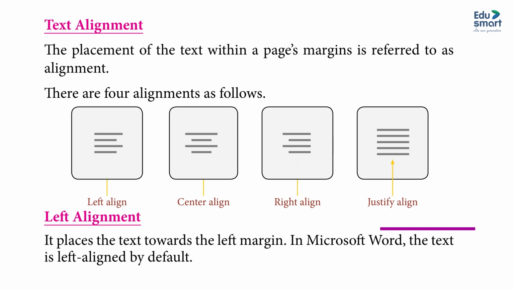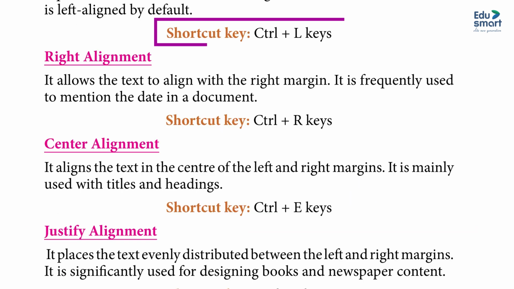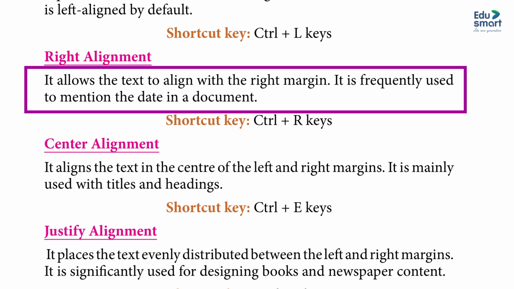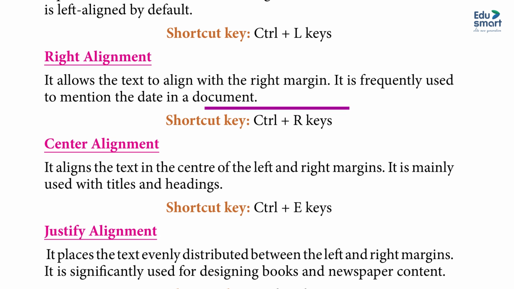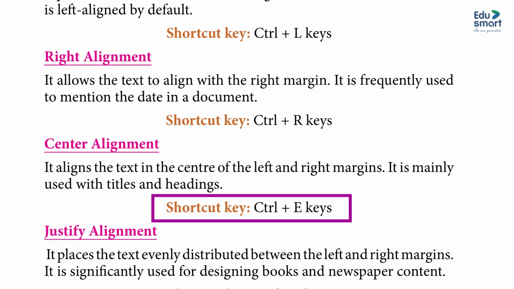Left alignment. It places the text toward the left margin. In Microsoft Word, the text is left aligned by default. Shortcut key Ctrl plus L keys. Right alignment. It allows the text to align with the right margin. It is frequently used to mention the date in a document. Shortcut key Ctrl plus R keys. Center alignment. It aligns the text in the center between the left and right margins. It is mainly used with the titles and headings. Shortcut key Ctrl plus E keys.